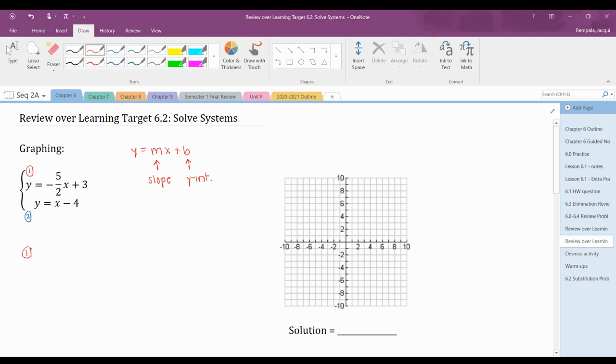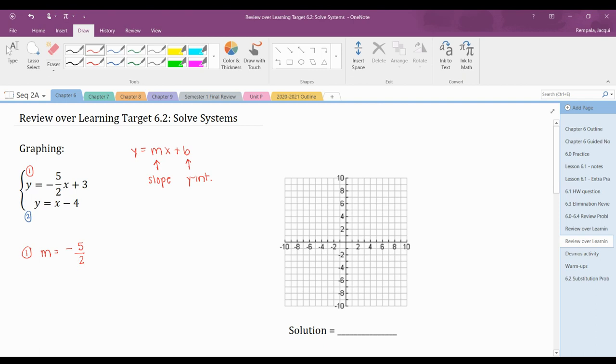So if I take a look at that top equation, we are going to identify the slope as the number that's in front of the x. So notice that the number in front is -5/2. I do not put an x with it. Slope is just the number in front.